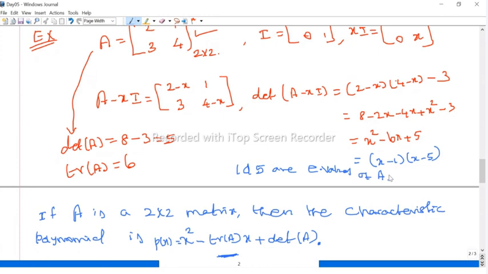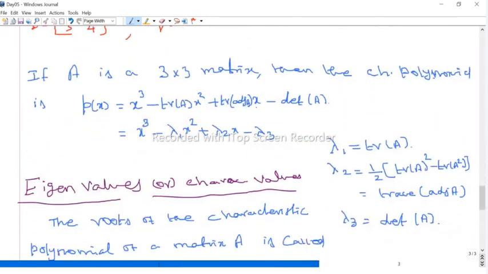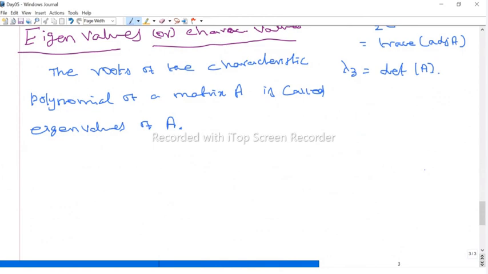Now there is a relation between eigenvalues and the trace and determinant. That's very, very important. What is the relation between the eigenvalues and the determinant of the matrix and the trace of the matrix? That's a very important point you should know. So first we define: suppose A is an n by n matrix, a square matrix, it should be a square matrix.